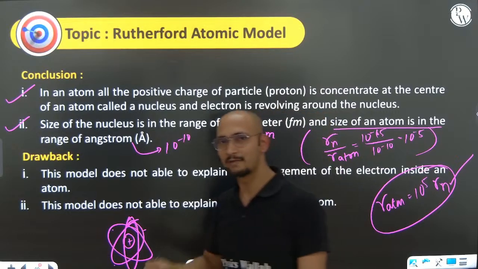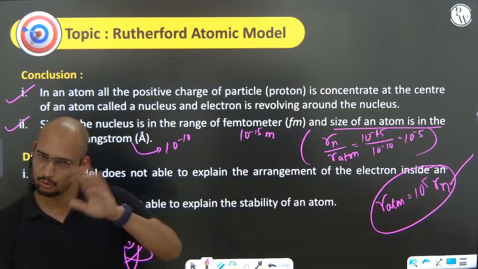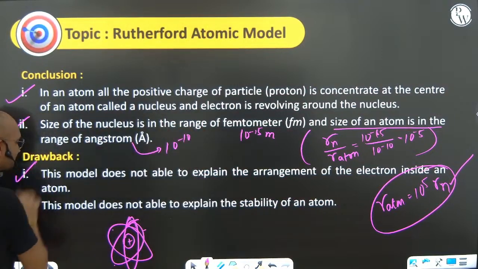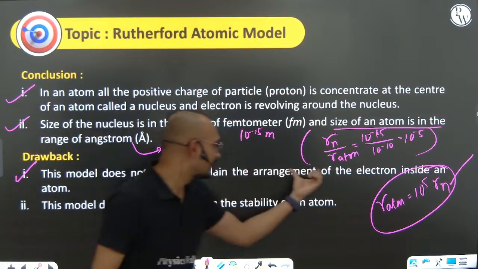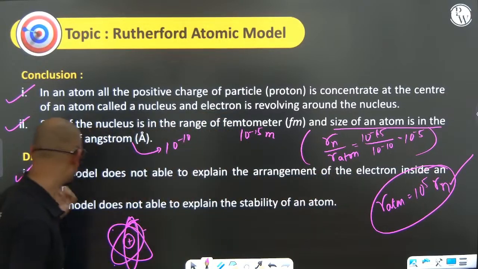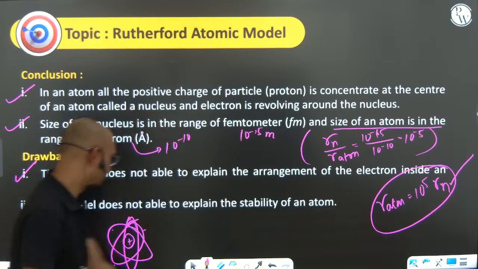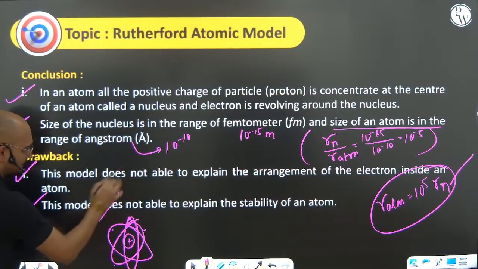So the next model, I hope you all know that. What is that? Yes, Bohr's atomic model. So this model is not able to explain the arrangement of the electron inside an atom, and this model is not able to explain the stability of the atom.